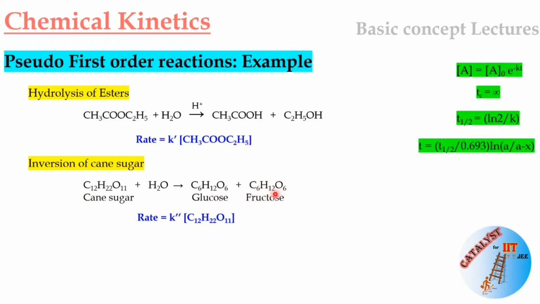This is the reaction scheme, and when you take water in excess of cane sugar, the rate becomes K prime and only the cane sugar concentration to the power 1. As you can see here, this is also a first order reaction when you take water in excess amount. So this is called a pseudo first order reaction.